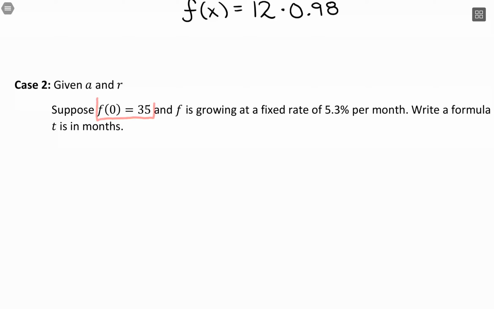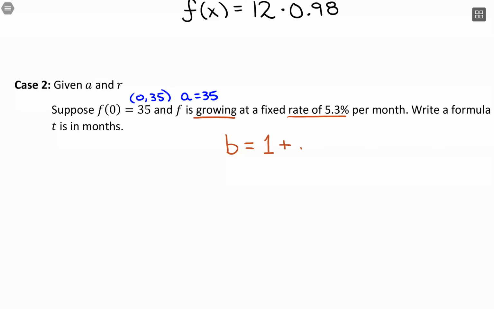Alright, case 2. Given the value of a and r. So the initial value, another way it can be given is in function form. So this is where x is 0 and 35, so it's like the coordinate 0, 35. But what all of that tells us is our function starting at 35, and that's our value for a. So we're getting a is 35, and then we're getting that our function is growing at a fixed rate of 5.3%.